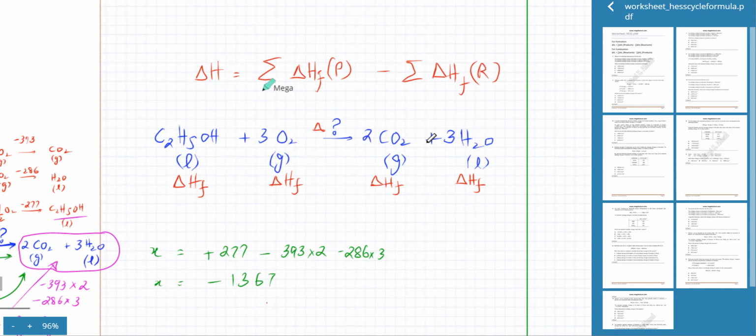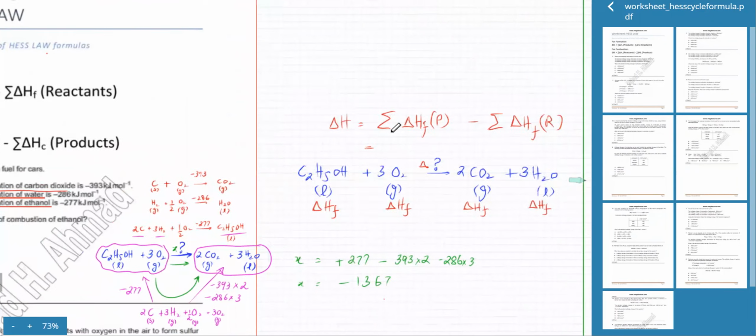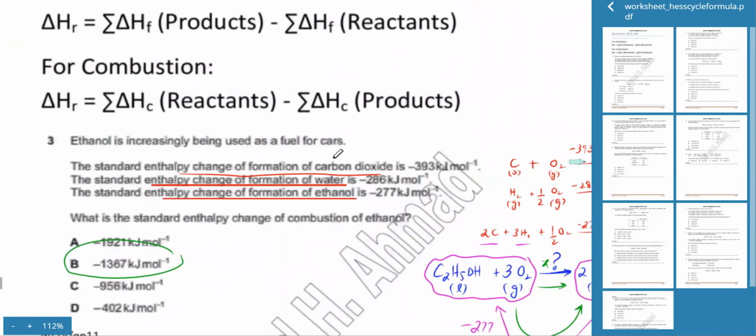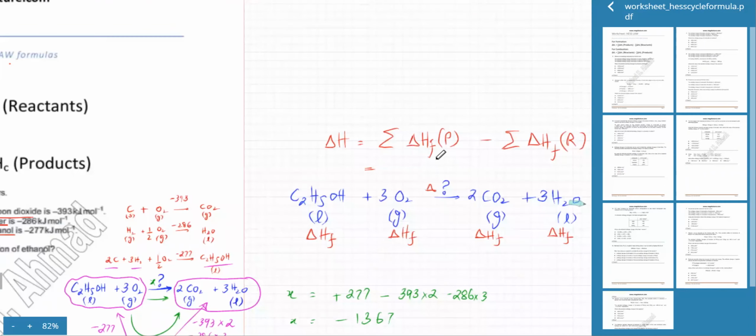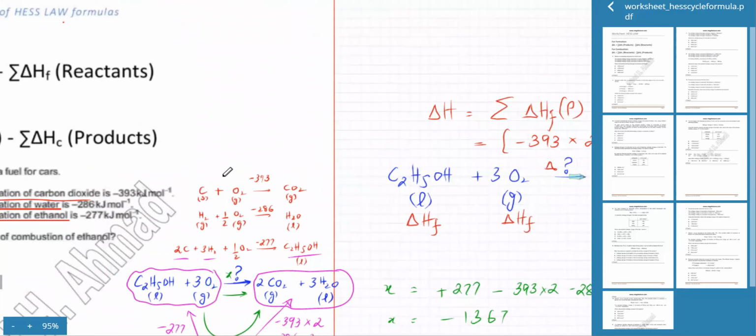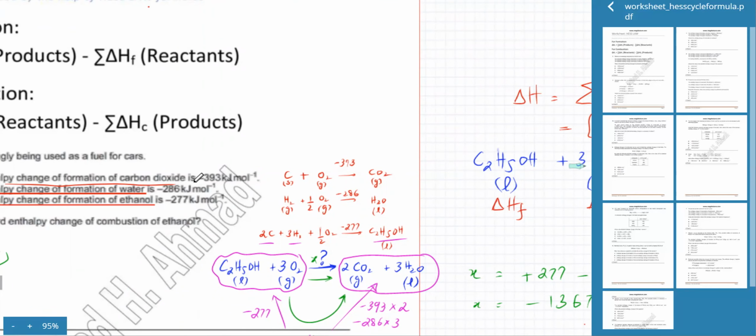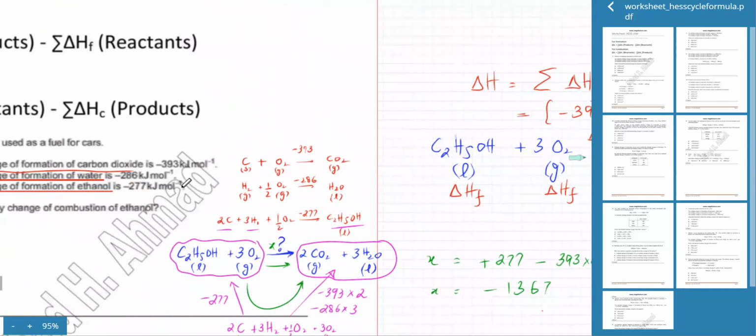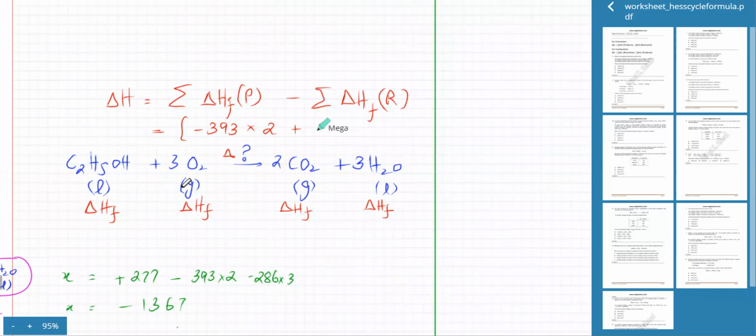So I'm going to apply the formula now. My products are carbon dioxide, and they've given us the enthalpy of formation of carbon dioxide, which is minus 393. So I'm going to put them in brackets. These are my products, minus 393, but since there are two carbon dioxide, I'm going to multiply it by 2. The other product is water. The enthalpy of formation of water is also provided, minus 286. So it's going to be minus 286 times 3 because there are 3 water molecules. So these are my products.